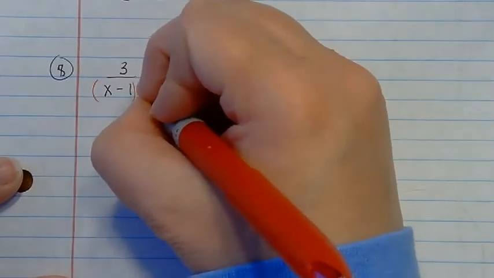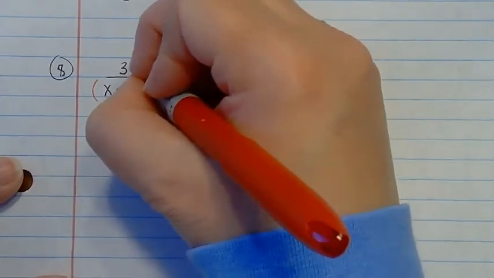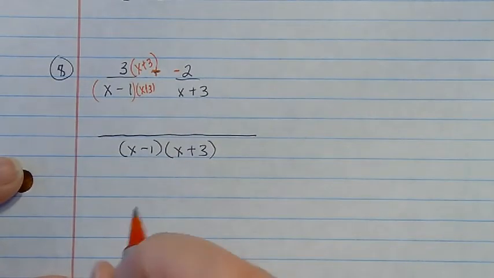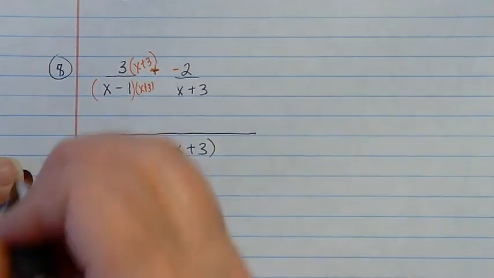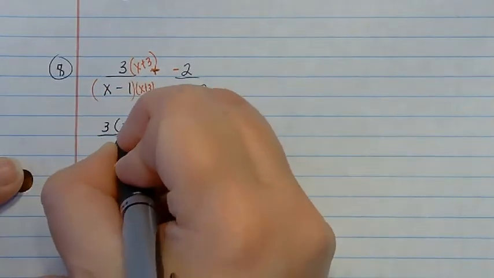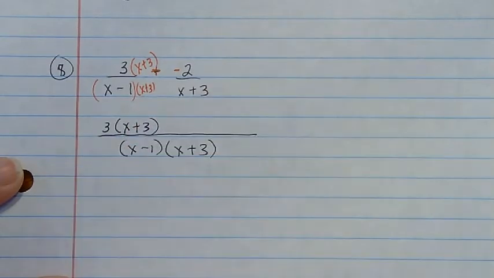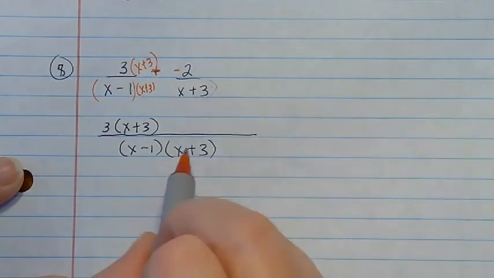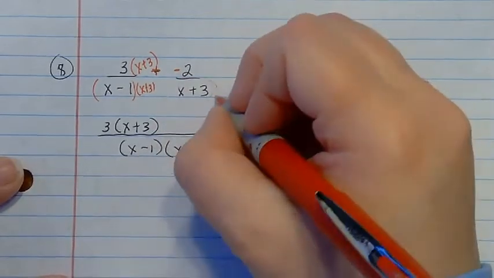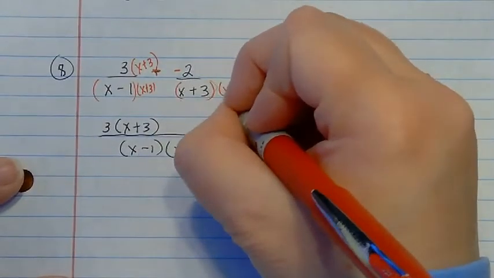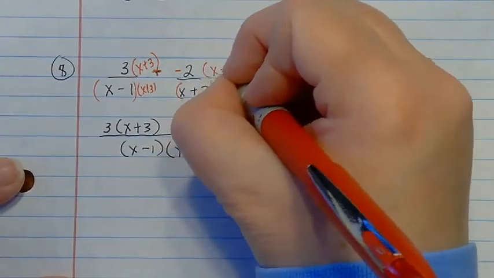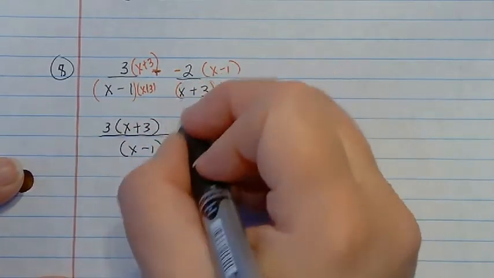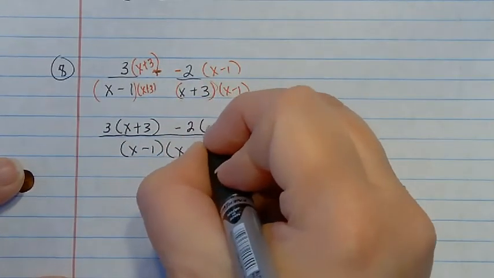So the x plus 3 was missing, so I have to multiply this times 3 times x plus 3. So part of my new numerator is going to be 3 times x plus 3. What would I have to multiply times this to get this? I would need an x minus 1. So I'm going to have to take this times x minus 1. So I'm going to have negative 2 times x minus 1.